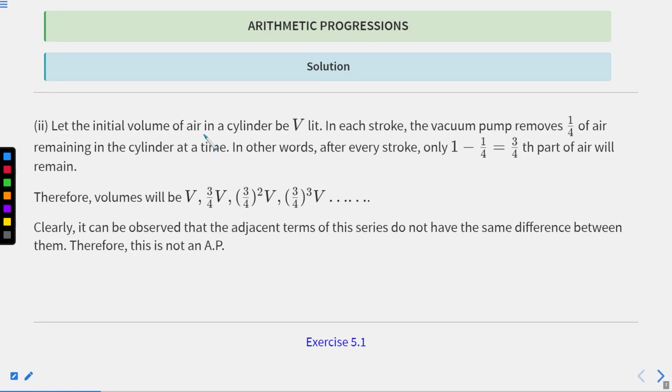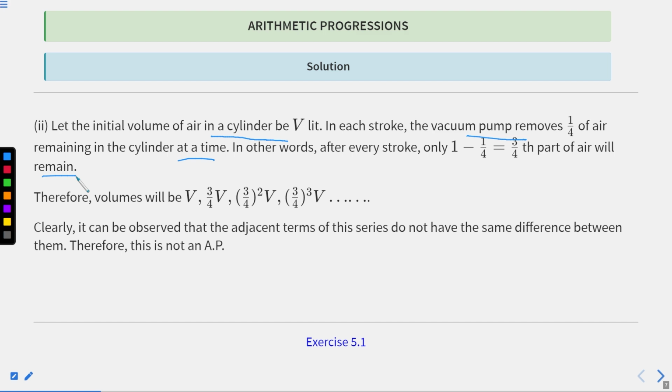Let the initial volume of air in the cylinder be V liters. In each stroke, the vacuum pump removes 1/4 of the air remaining in the cylinder. In other words, after every stroke, only 1 minus 1 by 4, that is equal to 3 by 4, the fourth part of the air will remain.